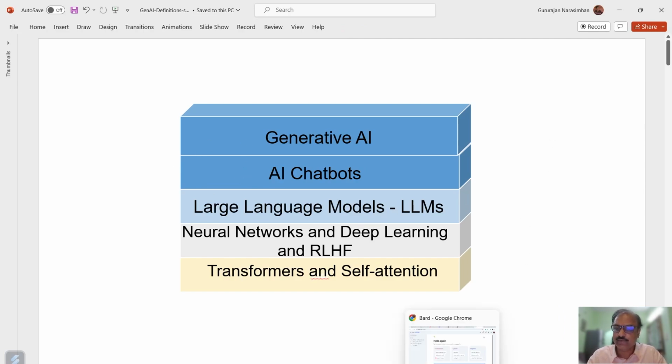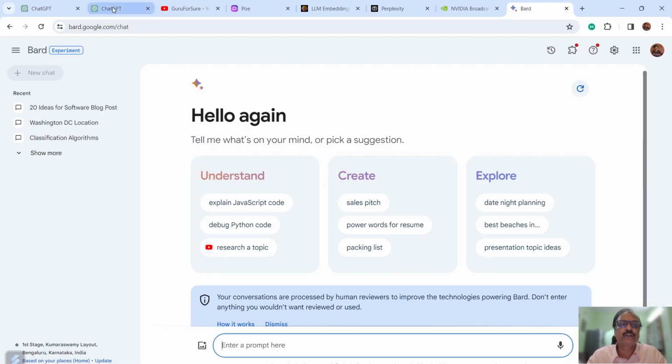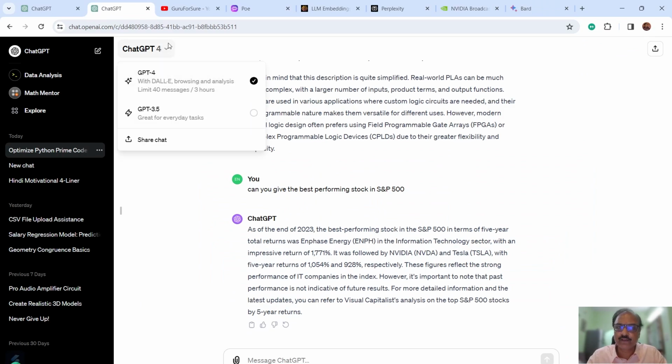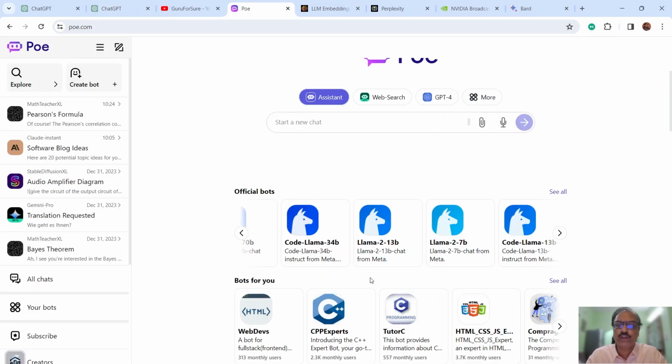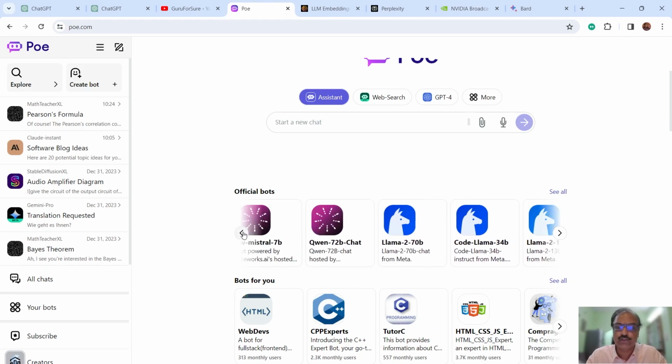So, what are the examples of large language models? Well, there are a lot of them. The one that ChatGPT uses is GPT itself, right? GPT stands for Generative Pre-trained Transformers. So GPT-4, GPT-3.5, GPT-3, all of them are language models, right? And similarly, if you look at Poe, you can use so many of these language models. Llama is a language model from Meta, which stands for Large Language Model Meta AI. So there are other language models also you can use.